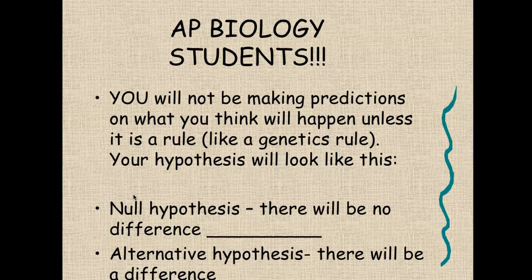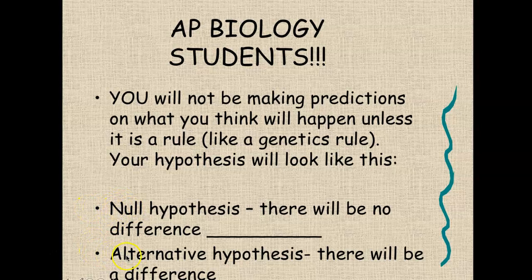So you're not going to be making predictions on what you think will happen unless there is an actual rule, like a genetics rule. And we're going to go over that when we get to genetics. So just know if there's not like a hard, fast rule, then your hypotheses are going to look like this.